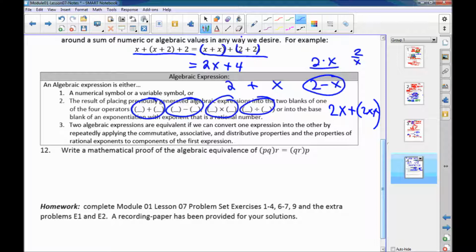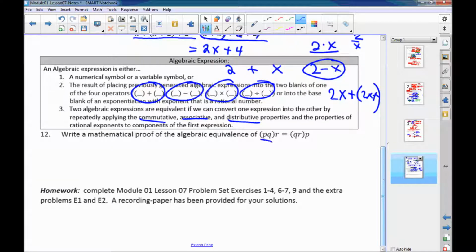Okay? Or 2 times x minus x. Anything we felt like. So two algebraic expressions are equivalent if we can convert one expression into the other by repeatedly doing the commutative property, the associative property, or the distributive property, and the properties with rational exponents to components of the first expression. Okay? So write a mathematical proof of the algebraic equivalence of PQR in parentheses, with the parentheses around the P and Q, to QRP with the parentheses around the Q and the R.